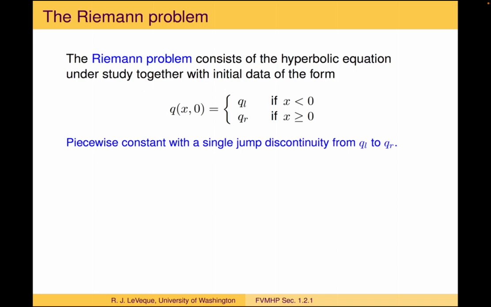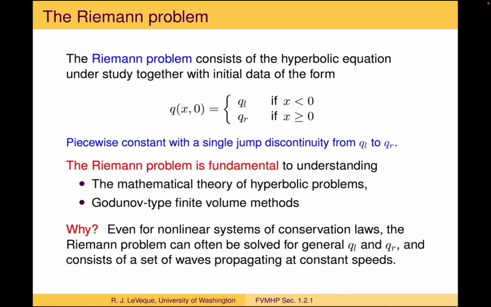So the Riemann problem for a hyperbolic first-order PDE consists of whatever hyperbolic equation it is that we're studying, together with special initial data that's simply piecewise constant with a single jump discontinuity at x equals 0 typically, although when we look at finite volume methods, we'll think of the jump discontinuities as being at the interface between each pair of grid cells. But in terms of the general theory, we typically think of it as being at x equals 0.